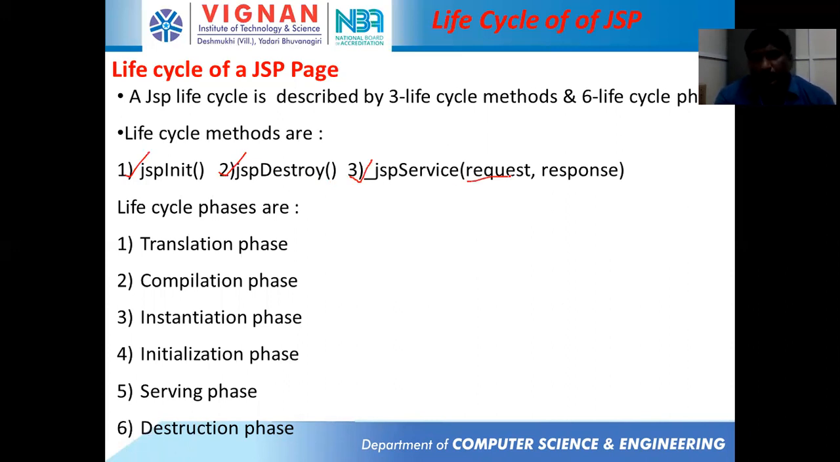These have built-in object references, request and response. The request refers to the HttpServletRequest object, and the response refers to the HttpServletResponse object. These are the 3 life cycle methods of JSP, as well as the 6 life cycle phases: translation phase, compilation phase, instantiation phase, initialization phase, serving phase, destruction phase.